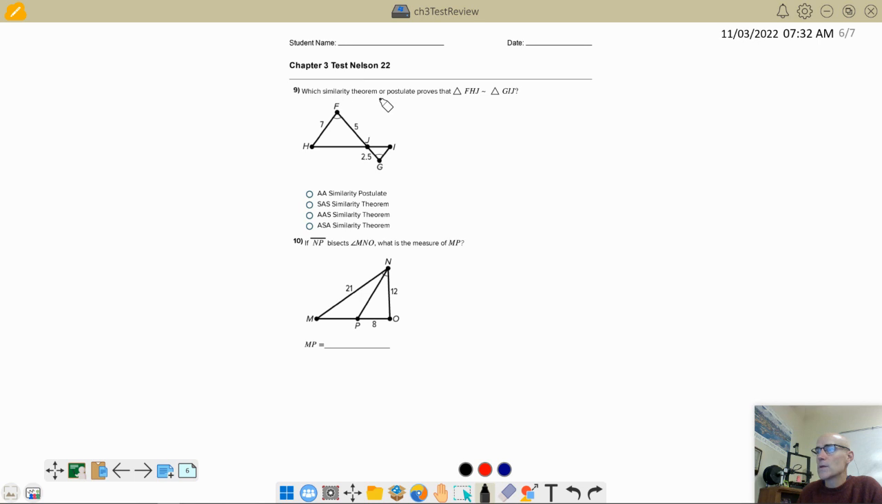Number 9, which similarity postulate or theorem proves that the triangles are similar to each other? Well, I don't have this side over here. I don't know what IG is. It does start looking like side, angle, side, but since I don't have that, I got to step back and I got to look for something else.